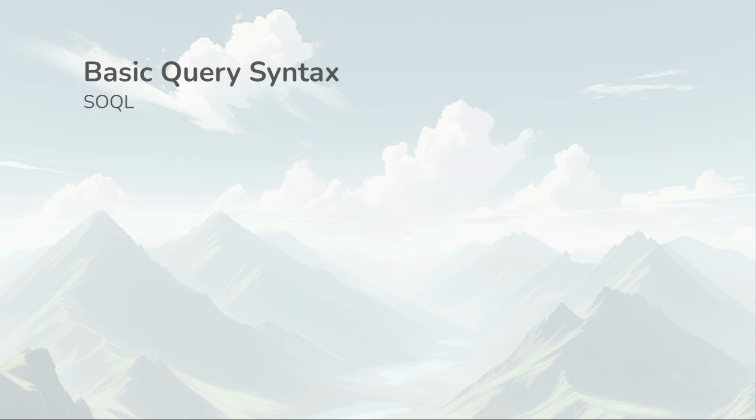Let's proceed further and try to understand the basic query syntax for SOQL. The SOQL syntax starts with the keyword select, which is followed by the comma separated list of field API names. Now, what is an API name? API name is a unique identifier in Salesforce which is assigned to every metadata that we create. So whenever we create an object or a field in Salesforce, we need to assign a unique API name to that field or that custom object. That API name we need to specify here.